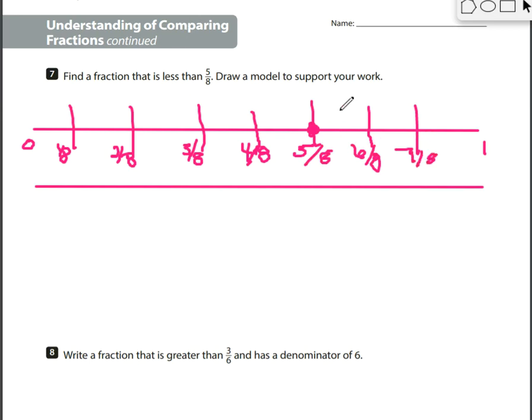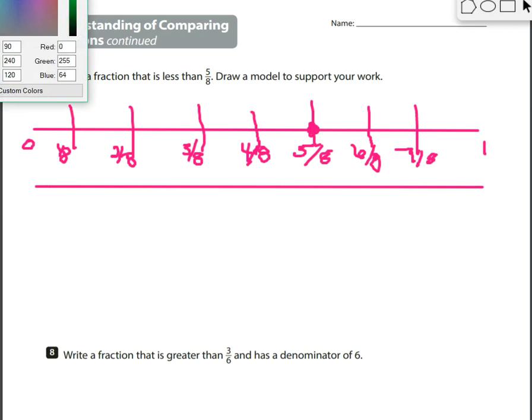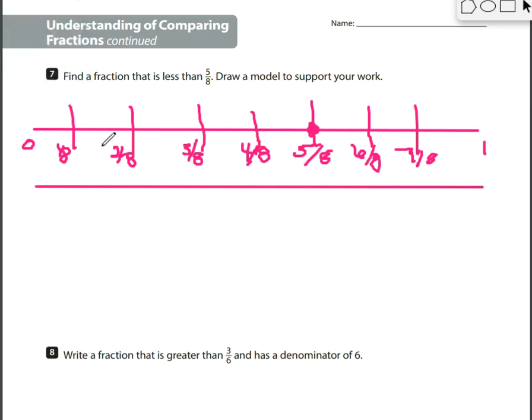Okay, I'm looking for a fraction that is less than 5/8. So I can do one of two things. I can find a fraction that is also 8ths that is less than 5/8, or I can compare it to another fraction. I will show it both ways. So anything, let me change my color here for a minute, anything that is on this side is less than 5/8. All of these are viable answer choices because 5/8 is greater than 1/8, 2/8, 3/8, or 4/8.